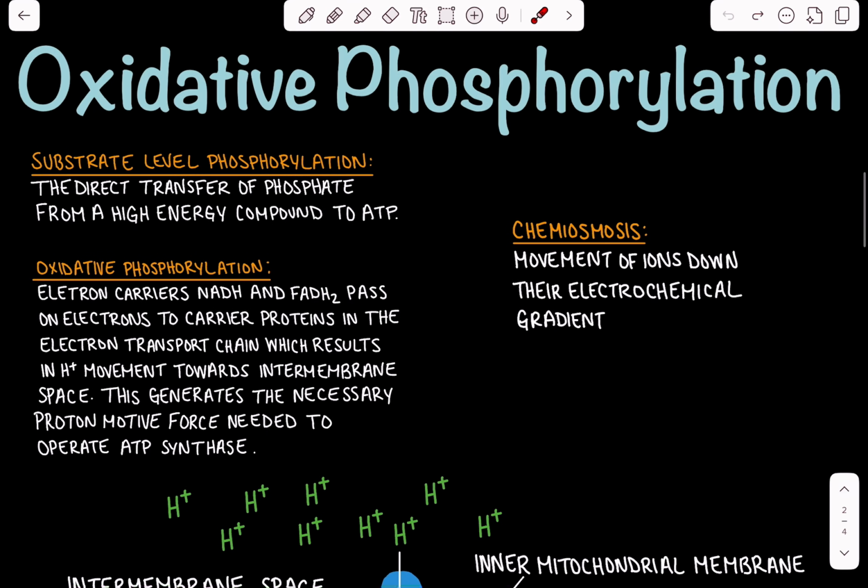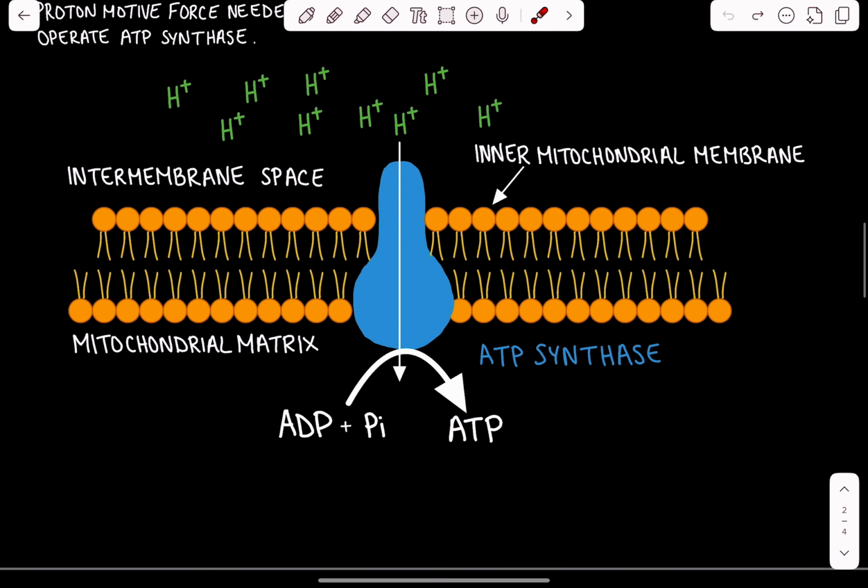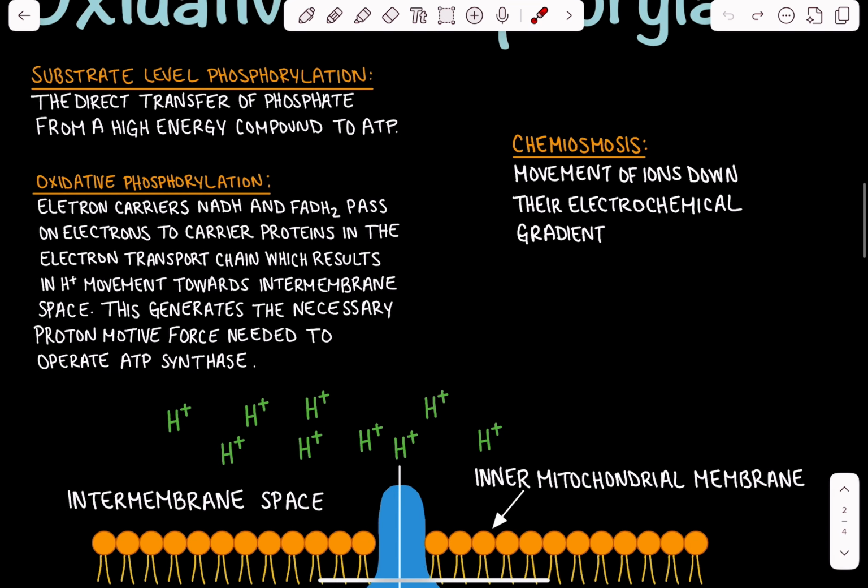So that is essentially oxidative phosphorylation. It's the conjunction of inorganic phosphate coming together with ADP to form ATP, and it differs from substrate level phosphorylation because in substrate level phosphorylation we have phosphate within a high energy molecule and it simply gets transferred to ADP.